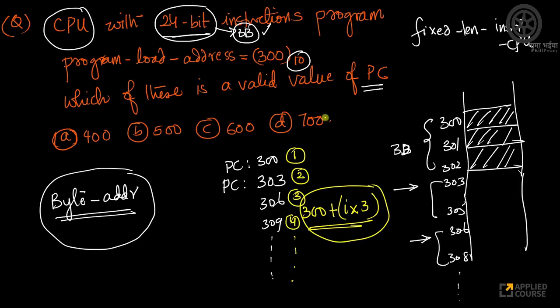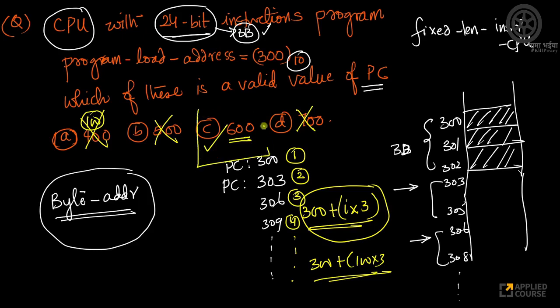Now which of these is a valid value? Look at this. What is the difference between 300 and 400? Only 100. 100 is not divisible by 3, so the program counter will never point to this. The difference between 300 and 500 is 200, not divisible by 3. The difference between 300 and 600 is 300, so 300 plus 100 times 3. So this is a valid value of program counter in this computer. This is also not a valid value. So option C is the right option here.